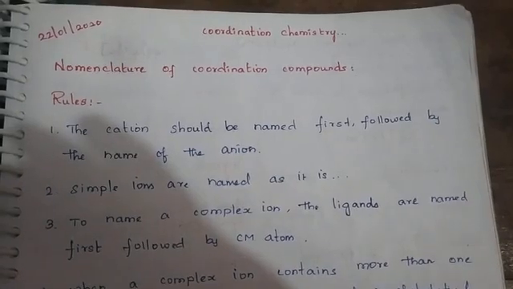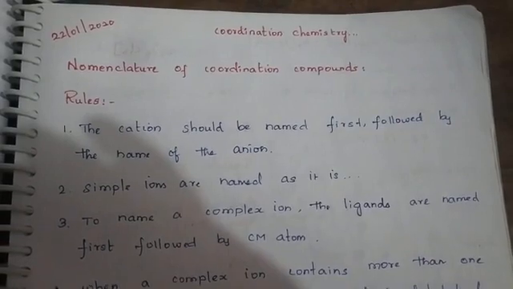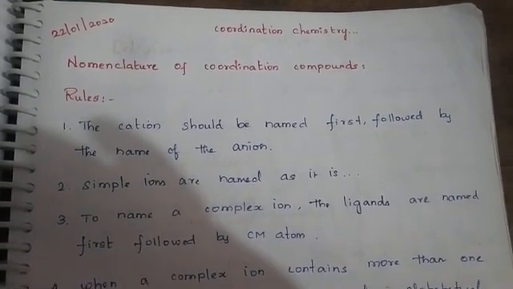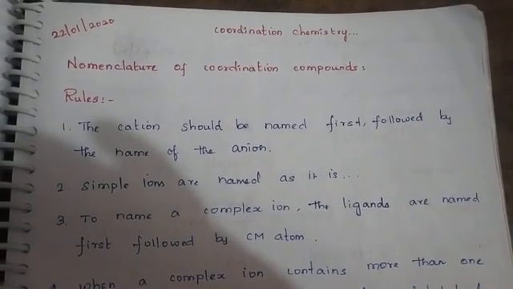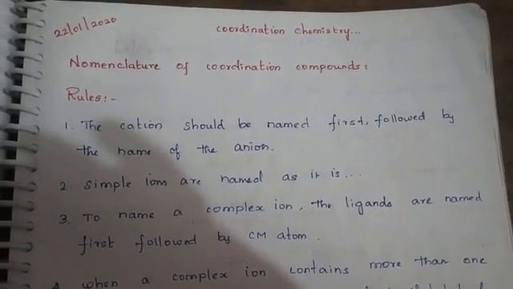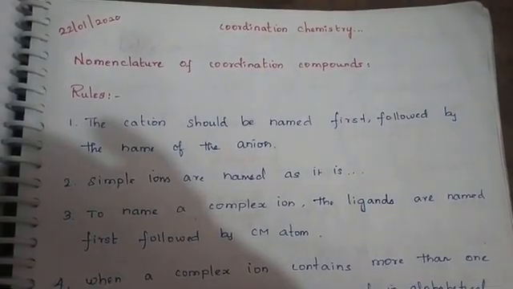Now we are going to learn the nomenclature of coordination compounds. For that we have some set of rules. First you have to learn all these rules by heart, then only you can name the coordination compounds. We can see the rules one by one. The first rule: the cation should be named first, followed by the name of the anion.